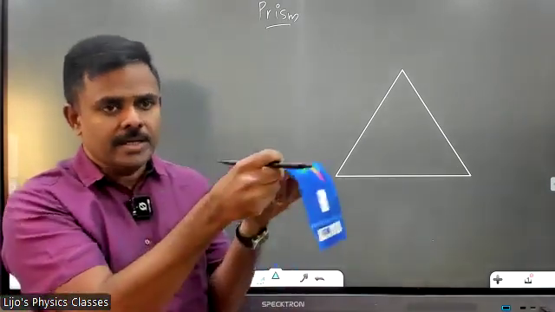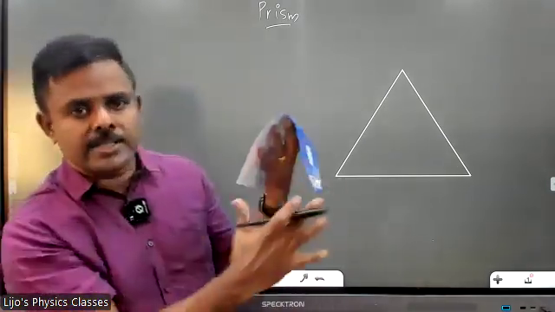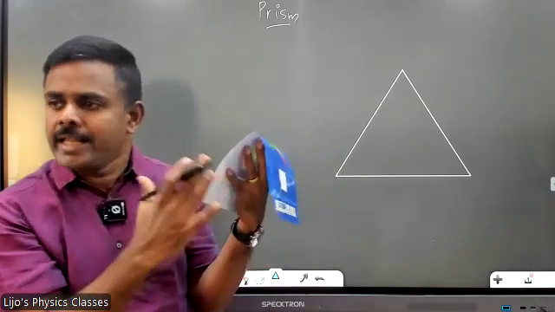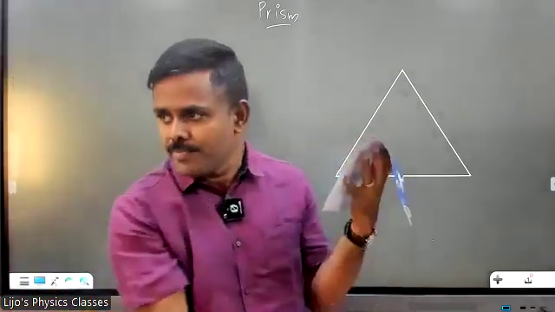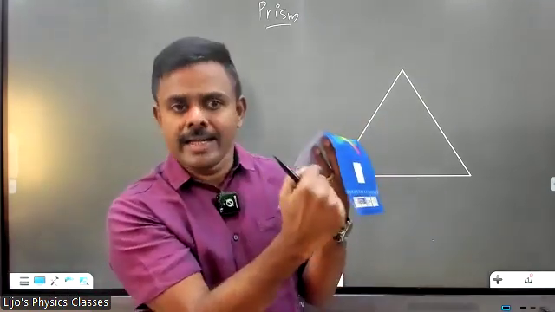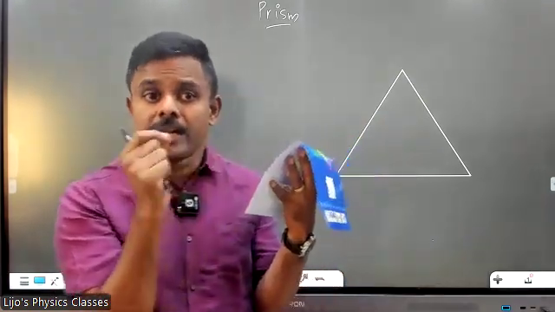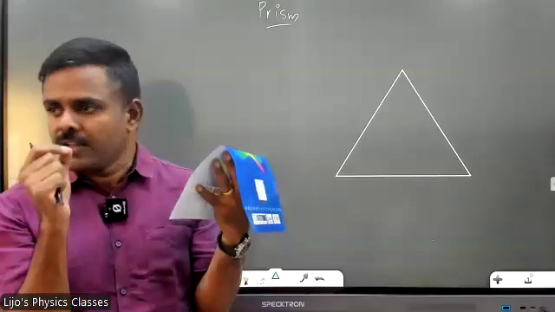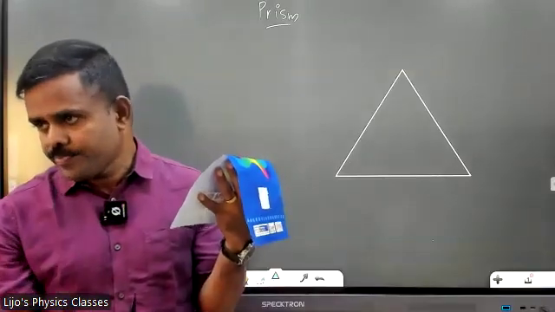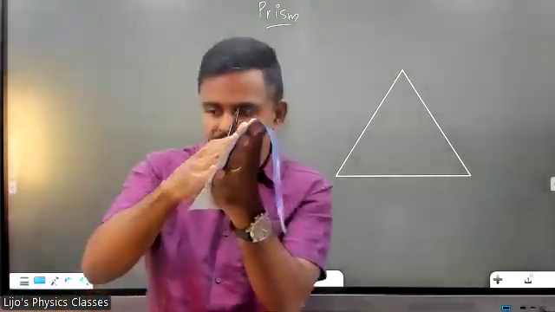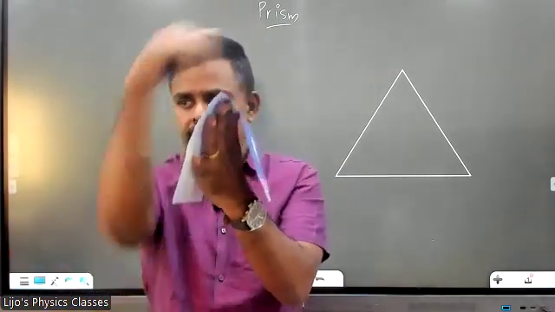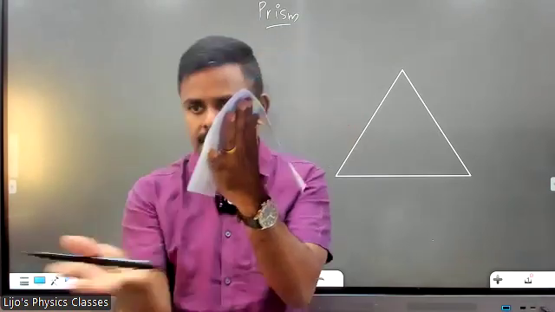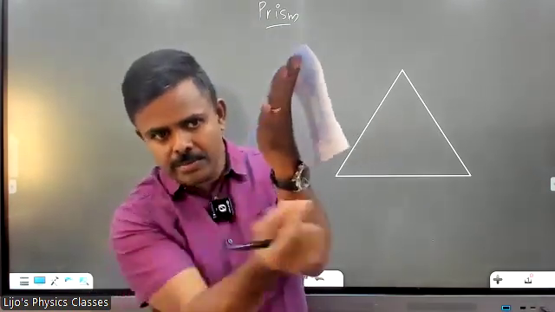I repeat one more time. A prism's cross section is called the principal plane of the prism. It's triangular in shape. This angle is called the angle of the prism or refracting angle. This is refracting surface number 1, refracting surface number 2. The ray enters through this and exits through the other side. This is the base surface, base edge number 1, base edge number 2.